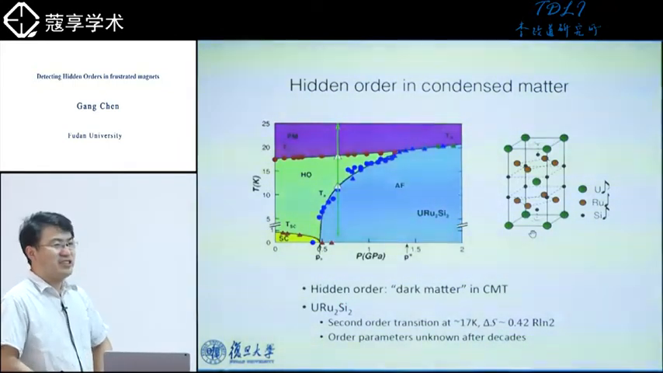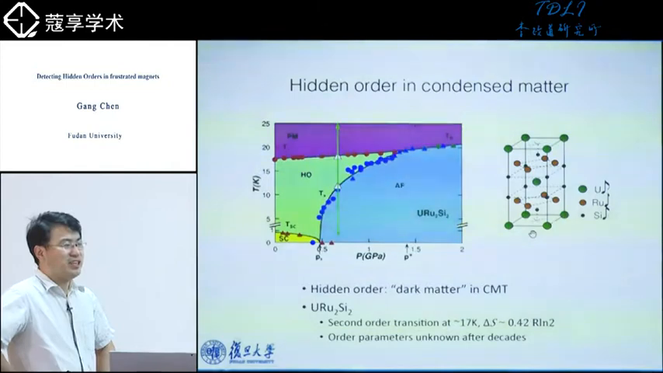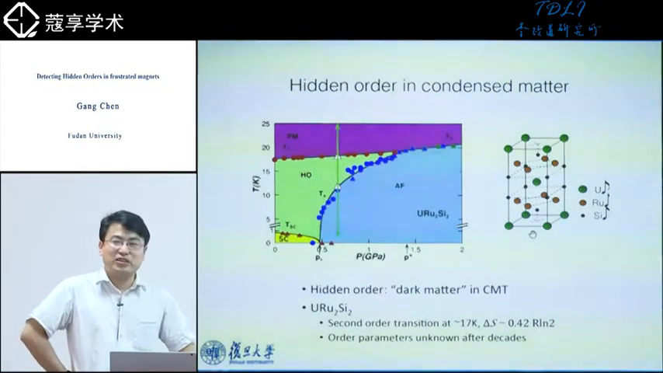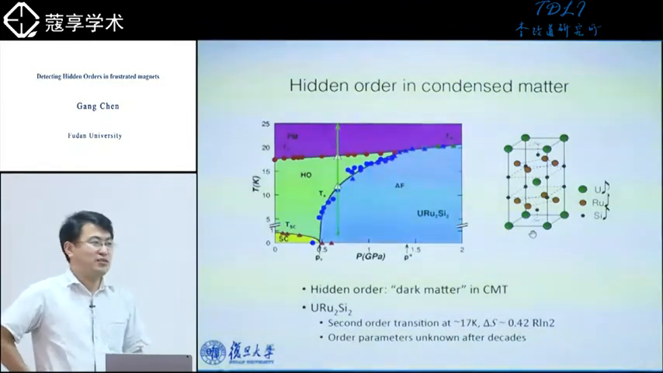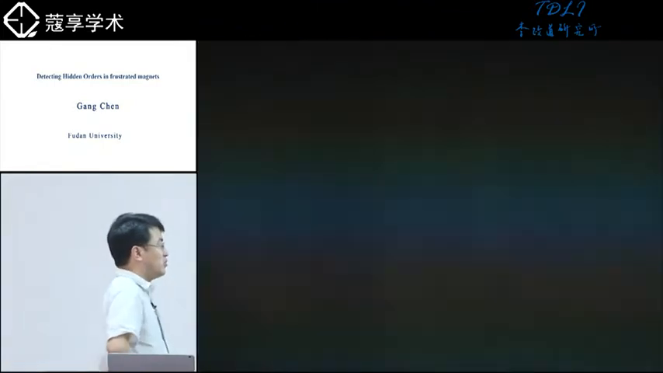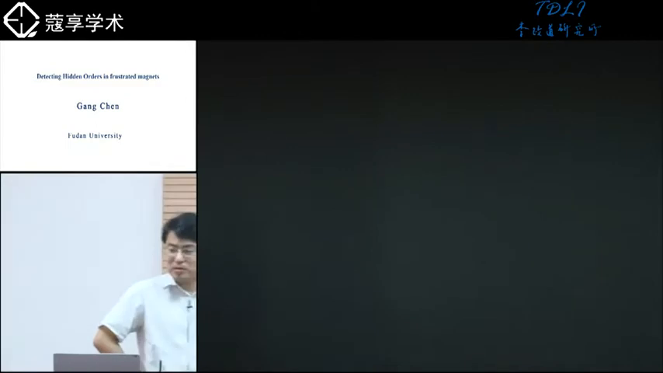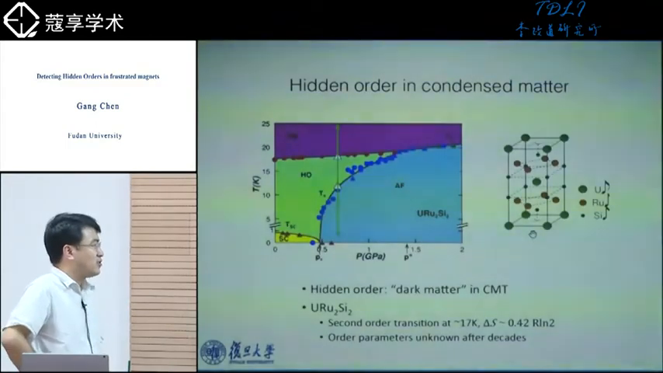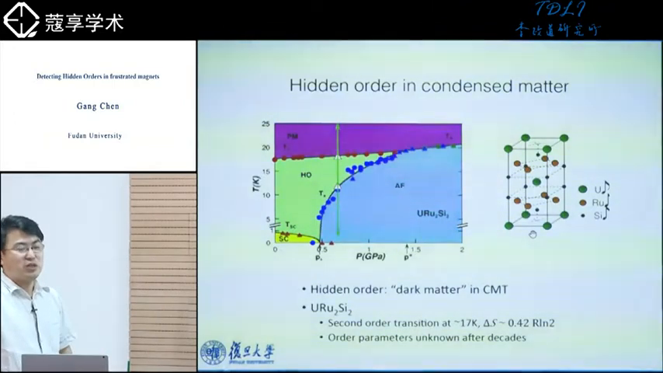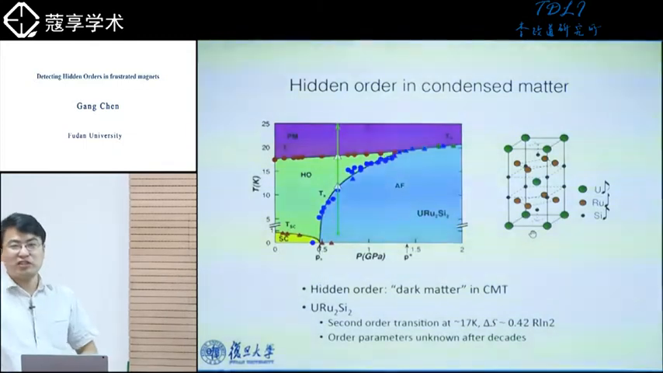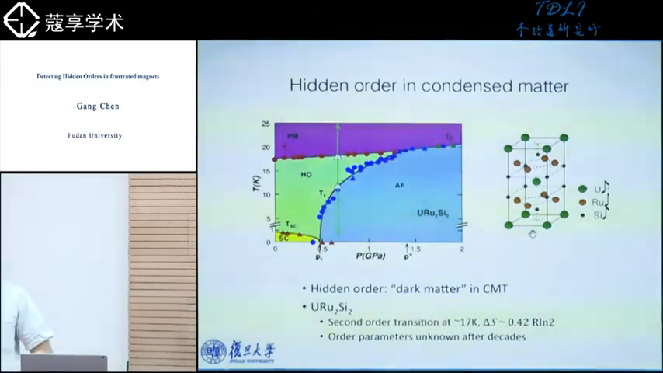So the order parameter associated with this hidden order is really unknown after decades. The reason it's not obvious what kind of order this is is because the underlying order does not couple directly to the experimental probes that we use. It doesn't couple to magnetization, so you don't see any signature of magnetization. You do neutron scattering, you do X-ray, and you don't see any structural signatures of this underlying order, right?